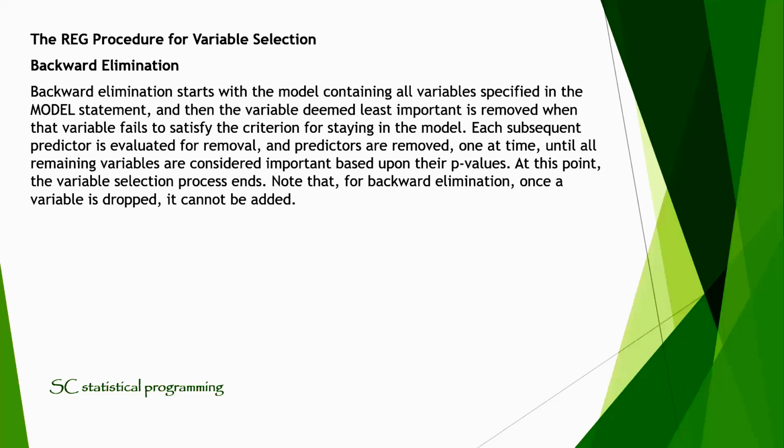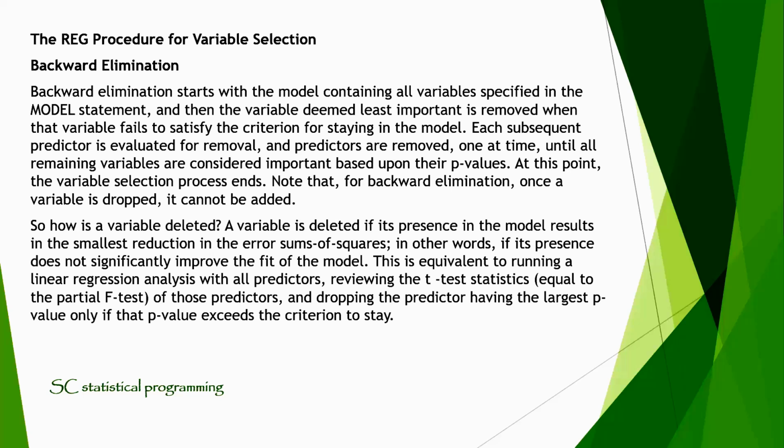Note that for backward elimination, once a variable is dropped, it cannot be added back. So how is a variable deleted? A variable is deleted if its presence in the model results in the smallest reduction in the error sums of squares. In other words, if its presence does not significantly improve the fit of the model. This is equivalent to running a linear regression analysis with all predictors, reviewing the t-test statistics, which are equal to the partial F-test of those predictors, and dropping the predictor having the largest p-value only if that p-value exceeds the criterion to stay.